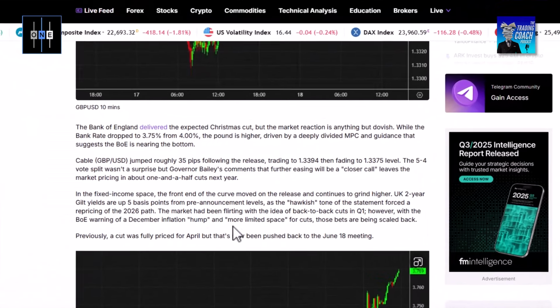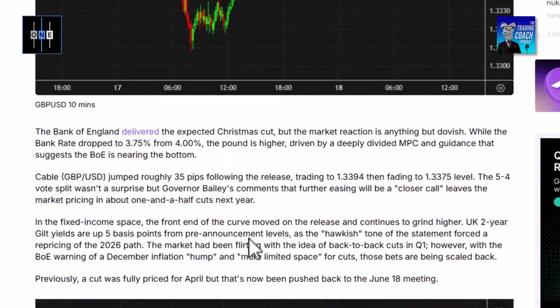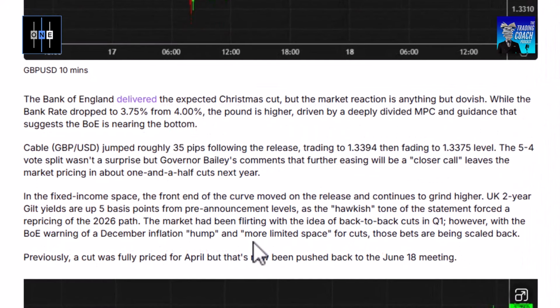The Bank of England delivered the expected Christmas cut, but the market reaction is anything but dovish. While the bank rate dropped to 3.75 from 4%, the pound is higher, and the ECB is coming out right now, driven by a deeply divided MPC and guidance that suggests the Bank of England is nearing the bottom.